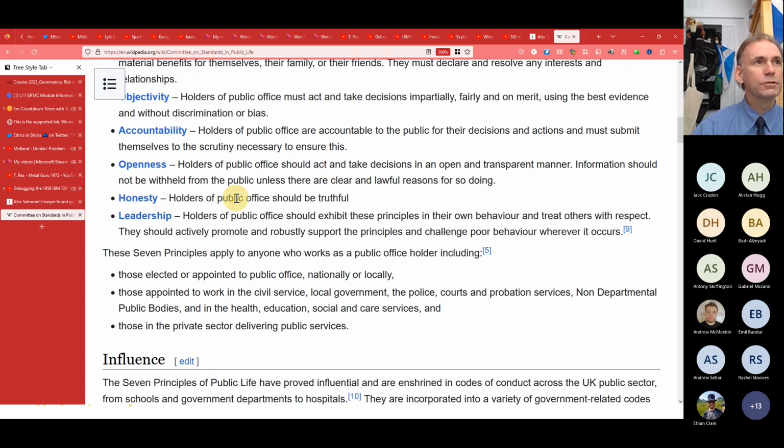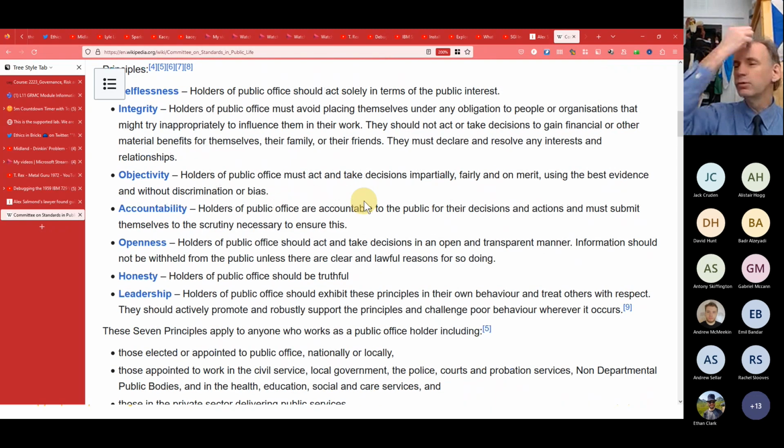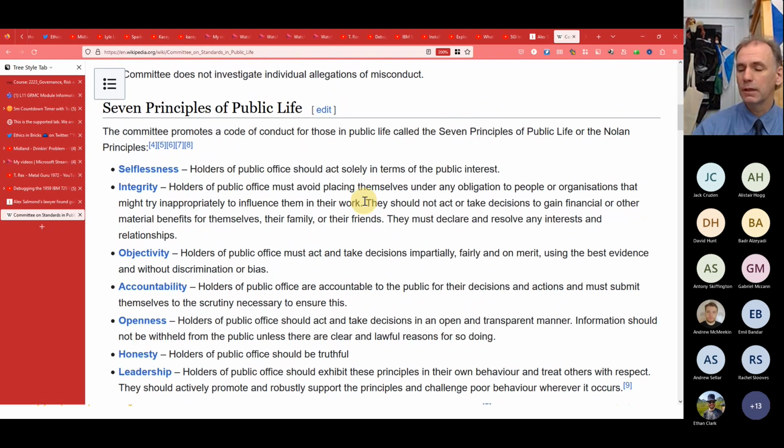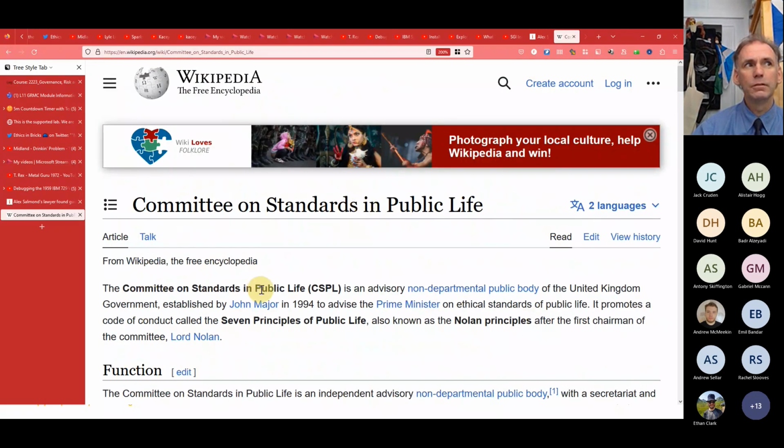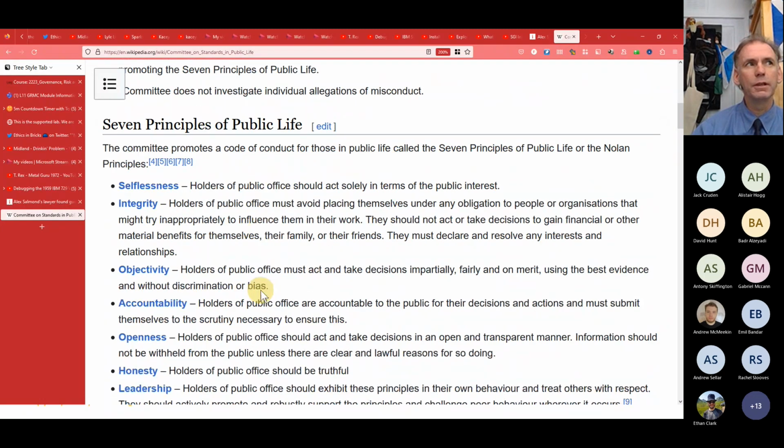Holders of public office should be truthful. I'm desperately trying not to editorialize here. And there should be leadership to everyone else. And once again, I'm trying not to editorialize. So those are the 7 principles of public life founded by Nolan as part of his inquiry, as part of the Committee on Standards in Public Life.